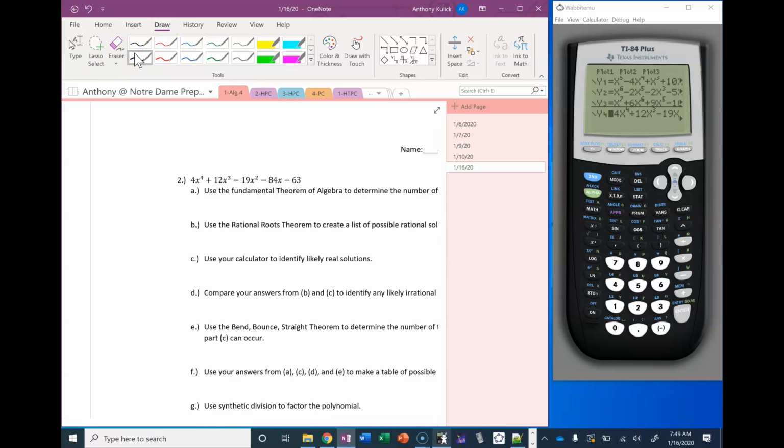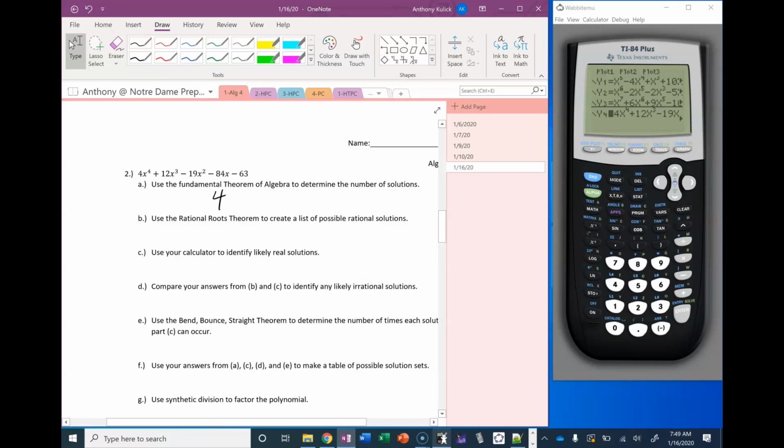2A. How many solutions should we be looking for? 4. How'd you get 4? Good. It's the biggest exponent. What's our list of possible rational solutions here?